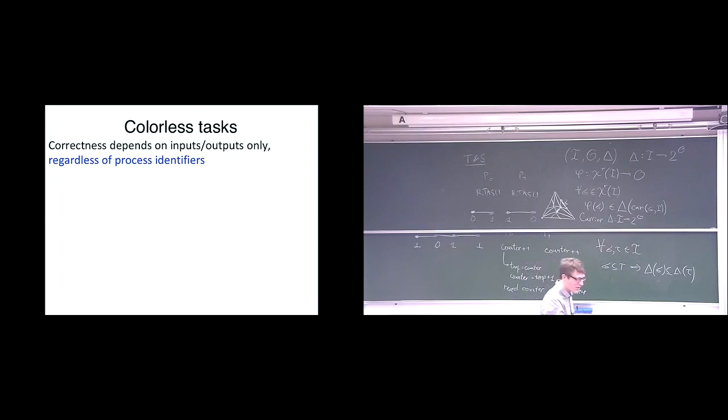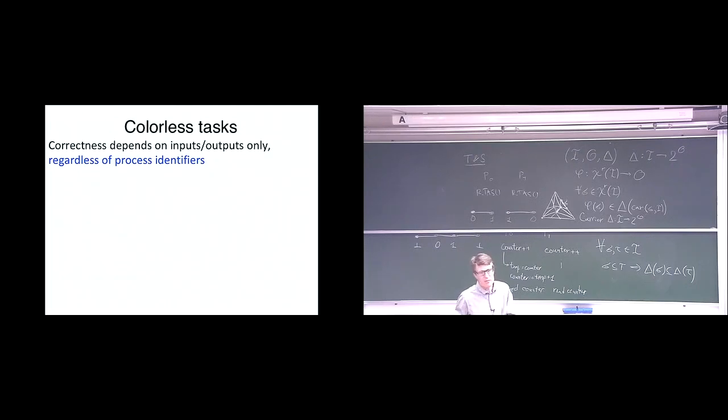And one thing which I will say, because I think it's important: some tasks don't really care about the identifiers of processes. Actually, many tasks don't. They depend on the inputs, but not on who proposed those inputs. In consensus, this is the case. I don't care who proposed zero. As long as I see zero proposed, I can choose it as my own, for example, input.